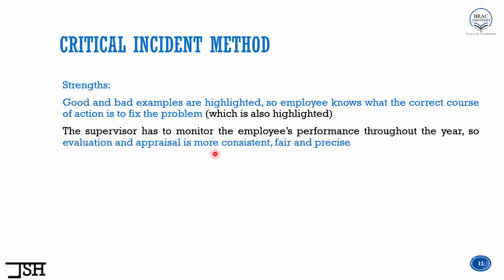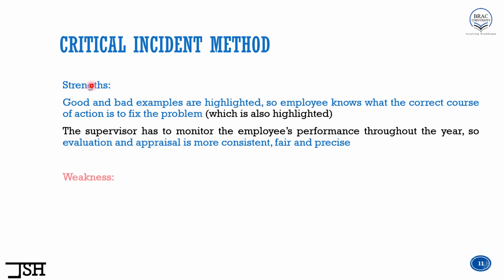The supervisor has to monitor the employee's performance throughout the year. So evaluation and appraisal is more consistent, fair, and precise. So yes, that is very easily understandable. Because in this method, the employee's performance is being monitored throughout the year. Why? So that the HR manager or the line manager can record all the positive or negative or best or worst performances throughout the year. And when we observe someone throughout the year, the evaluation is obviously more fair and precise. So these are the two strengths.